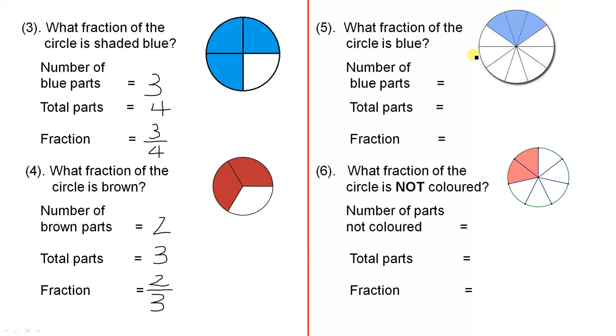What fraction of the circle is blue? The number of blue parts, 1, 2, 3. So we write 3 there. The total parts altogether, 1, 2, 3, 4, 5, 6, 7, 8, 9, 10. There are 10 parts altogether. So the fraction of blue parts has to be 3 out of 10.